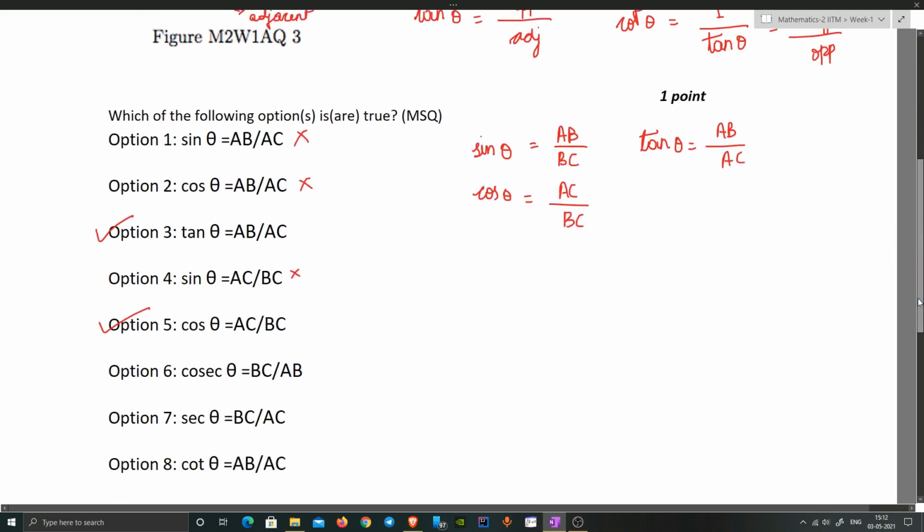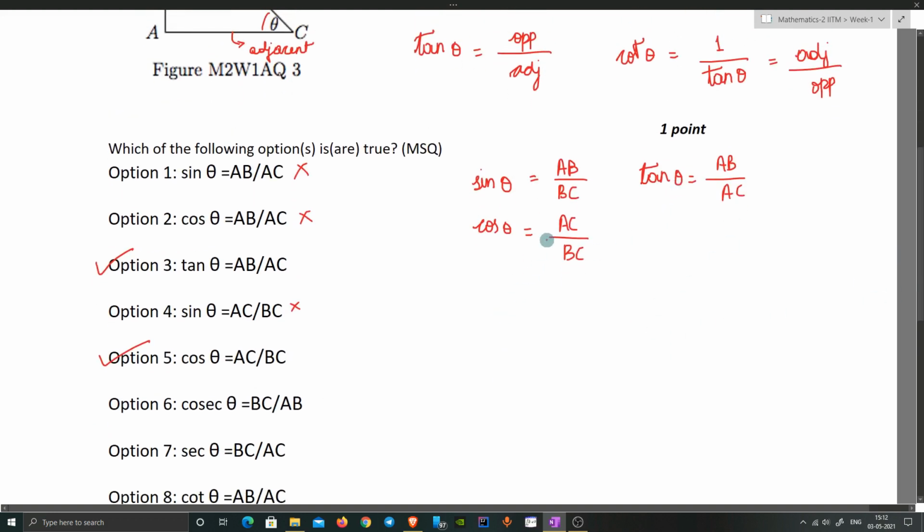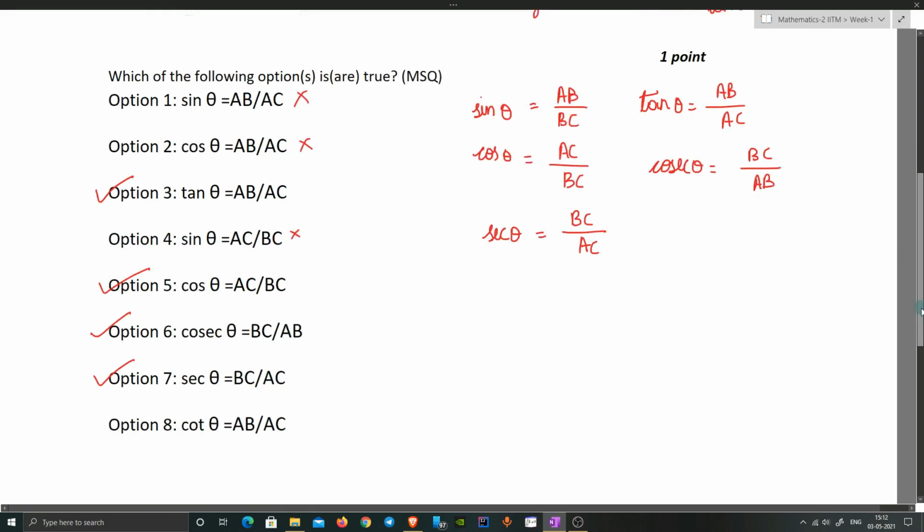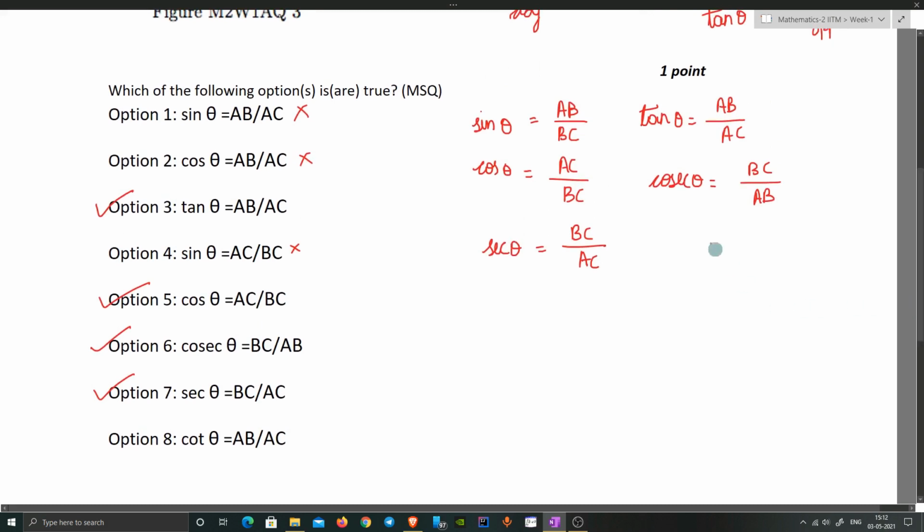The next one is cosecant theta. Cosecant theta is the reciprocal of sine. The sine is AB by BC, so cosecant theta is BC by AB. They have given BC by AB, so this is also right. The next one is secant theta. Secant theta is the reciprocal of cos theta, that is BC by AC. Again, this is the right option. The last one is cot theta. Cot theta is the reciprocal of tan, that is AC by AB. Again, they have given the wrong option.